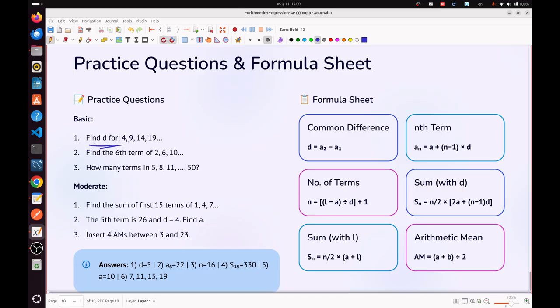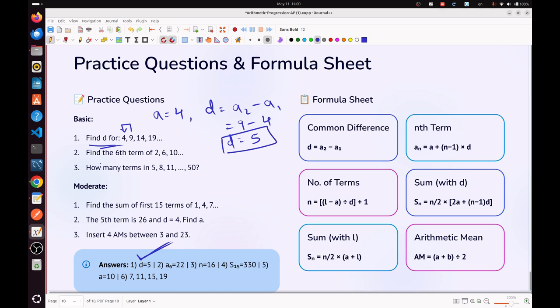Find the common difference. Here 4, 9, 14, 19. What is the common difference? You just need to subtract A2 minus A1, where the first term is A. So if they ask for the common difference, it is A2 minus A1. What do we have? 9 minus 4, which is 5, right? So the common difference we got is 5. Below we have the answers: D equal to 5.